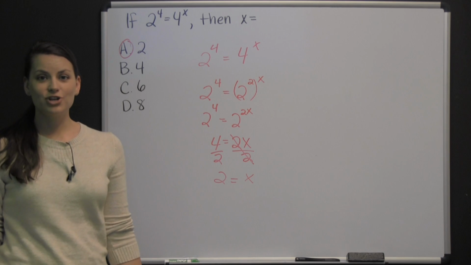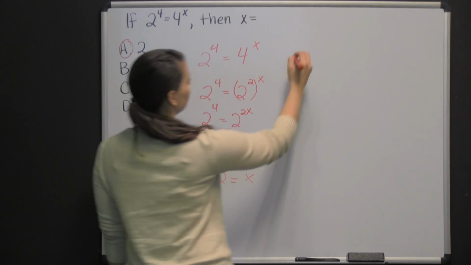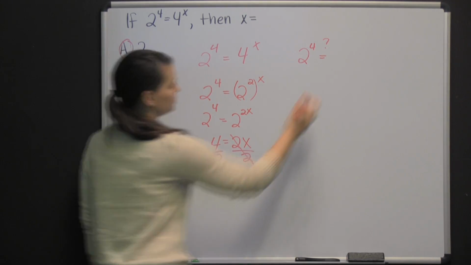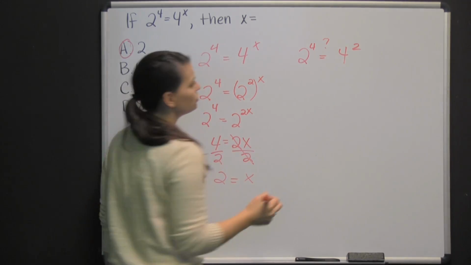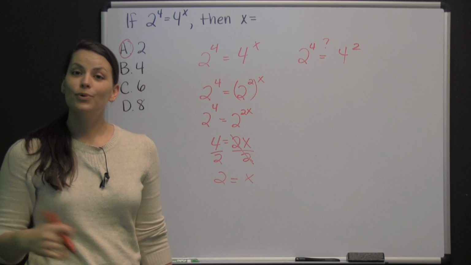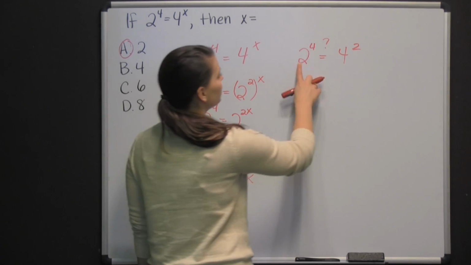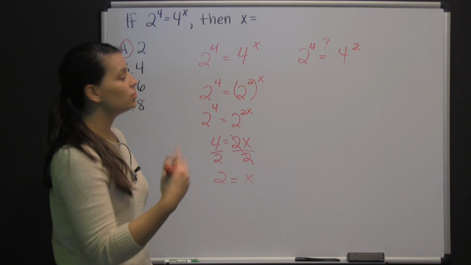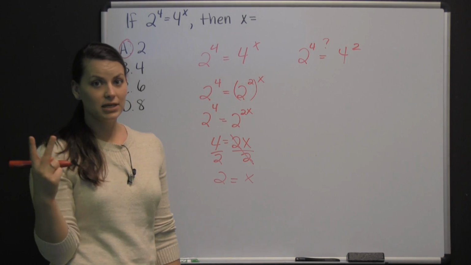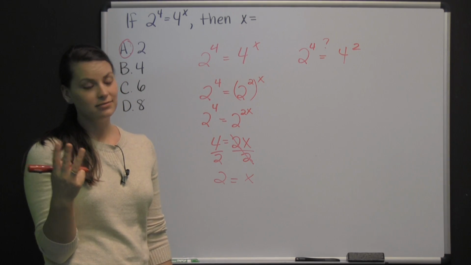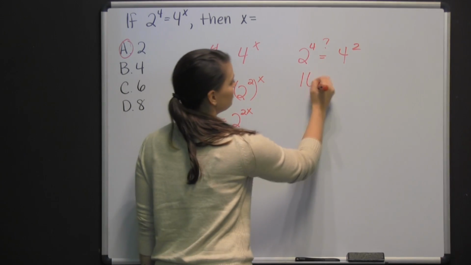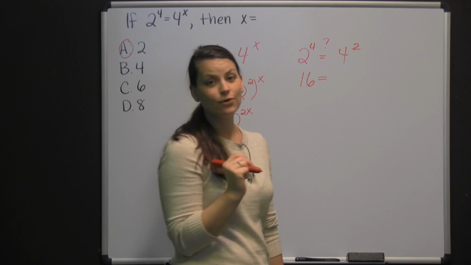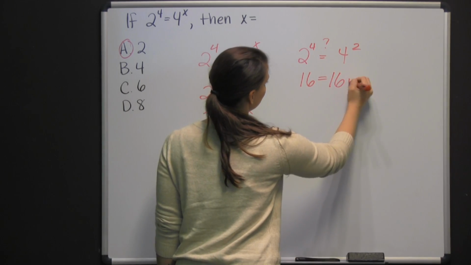Now, of course, you can check this by going back and replacing x with 2. So we would want to see if this is true. Is 2 to the 4th equal to 4 squared? Well, 2 to the 4th means 2 times itself 4 times. So 2 times 2, that's 2 of them, is 4, times 2 is 8, times 2 is 16. And 4 squared means 4 times itself 2 times, so 4 times 4, which is also 16.